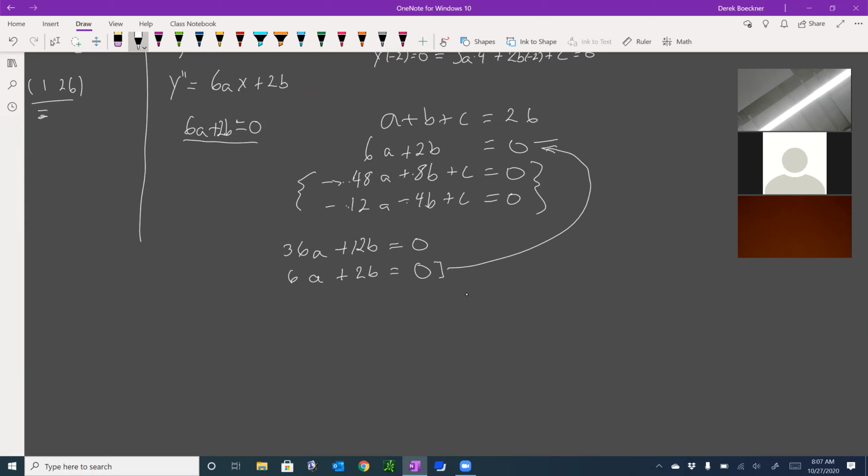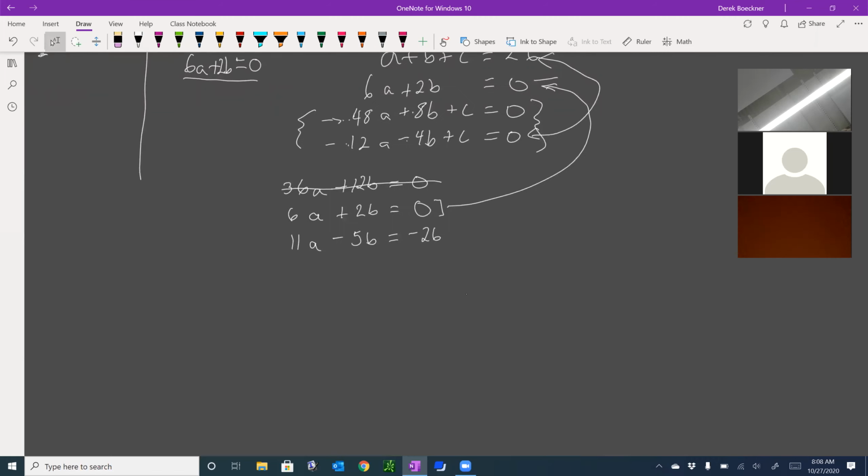So let's try something else. Let's try the bottom guy and the top guy together to get rid of c. So I will take the top one away from the bottom one, and we'll still have 6a plus 2b equals 0 from the middle one. But then I will have 11a from the bottom one minus the top one. And then the bottom one minus the top one is minus 5b. The bottom one minus the top one is 0 minus 26. We good with that? Okay.